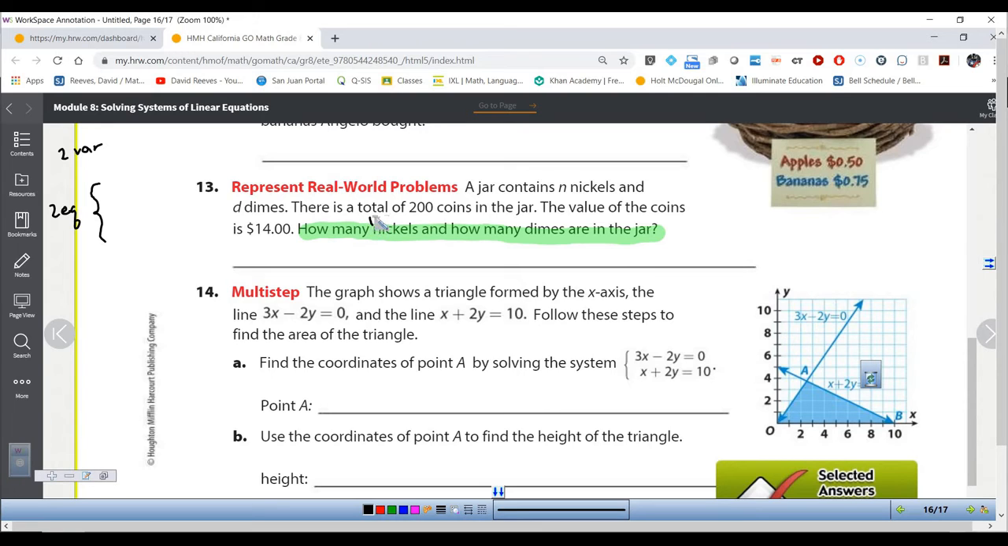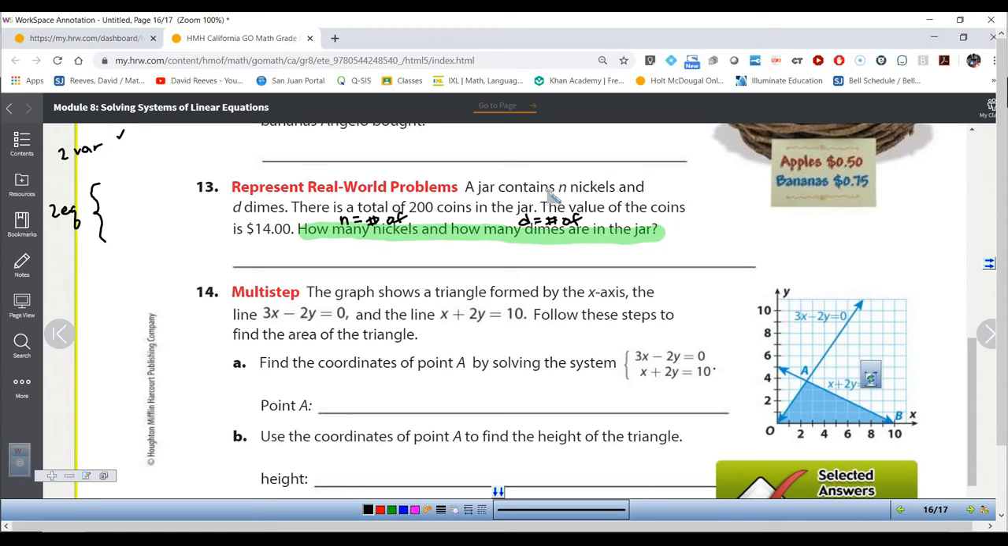All right, so the number of nickels, right? We're going to call that N. So N is going to equal the number of nickels, and I bet you know what we're going to call the number of dimes. D is going to be the number of dimes. All right, so those are our two variables that we have. N for the number of nickels, D for the number of dimes.